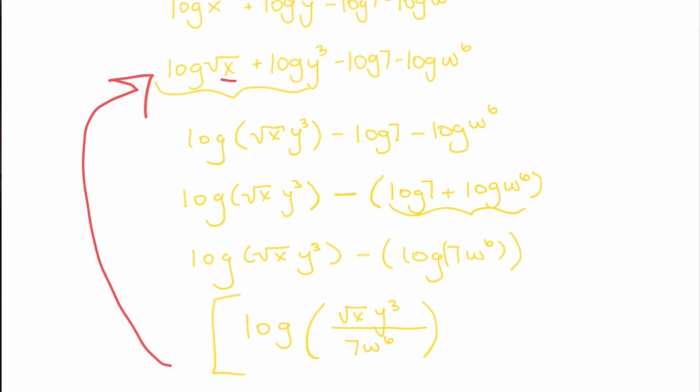If you compare this to our step right here, any log that's positive, those terms inside of those positive logs should end up on the top of your fraction. Any logs that are negative, those terms should end up on the bottom of your fraction. And that's what we ended up with here. Those positive logs, square root of xy cubed, those ended up on top. For the negative logs, we had 7w to the 6th. Those ended up together on the bottom.